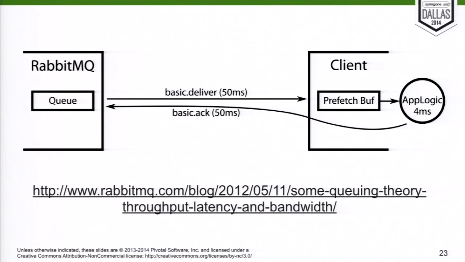That's the prefetch buffer. You will tell Rabbit, I'm a new consumer, I want to have a prefetch buffer of 500 messages. So Rabbit will start sending messages to that consumer until it reaches the 500th message. And when that is done, it will go to the next consumer in the queue. So it's kind of round robin, what Rabbit is doing.